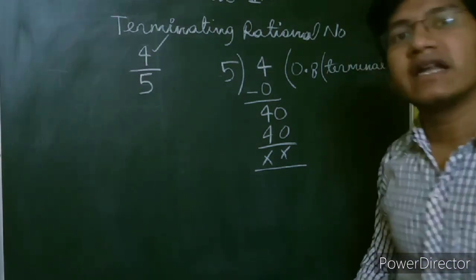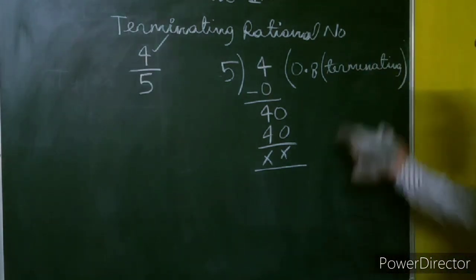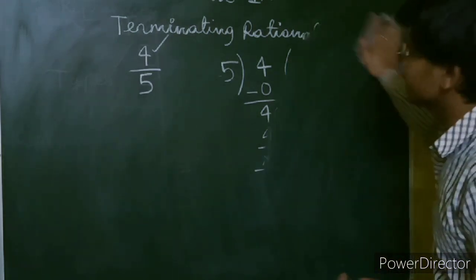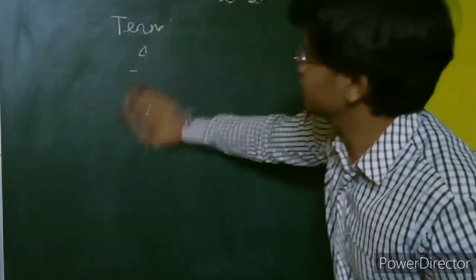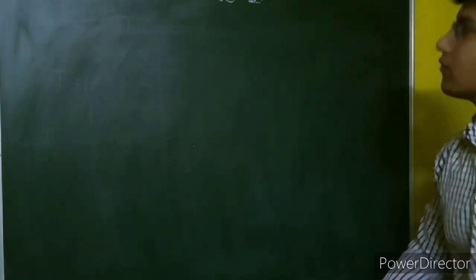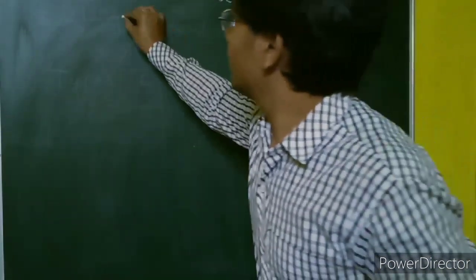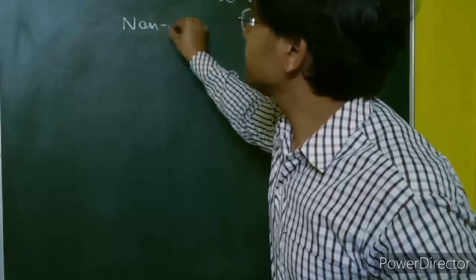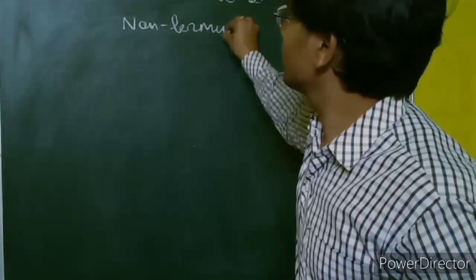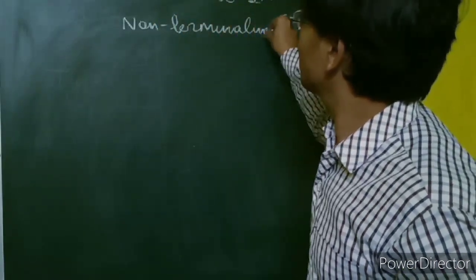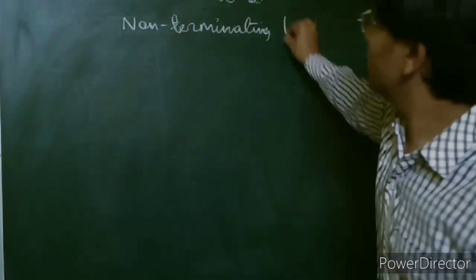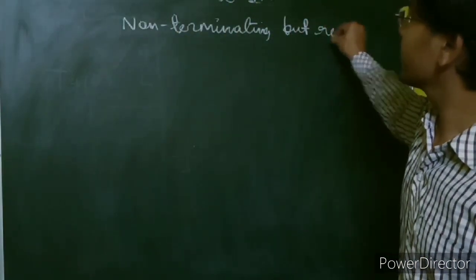Now we are going to understand non-terminating but repeating decimal representation.